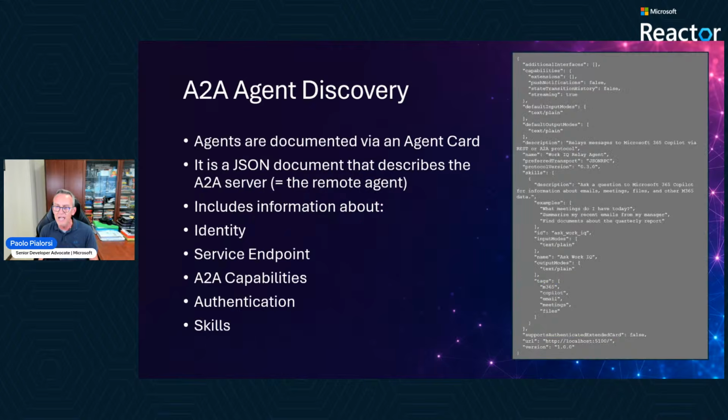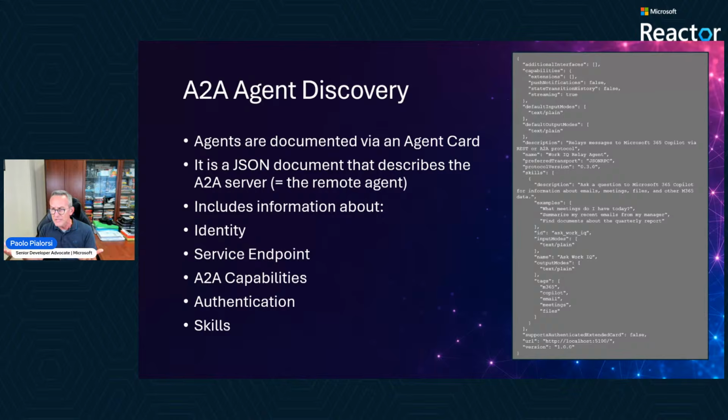But whenever we have an agent consuming another agent over the A2A protocol, first of all, we need to start from the so-called agent discovery. What do I mean? Well, if I want to have a multi-agent architecture where I have an agent consuming another agent, first of all, the client agent will need to understand what the remote agent is able to provide.